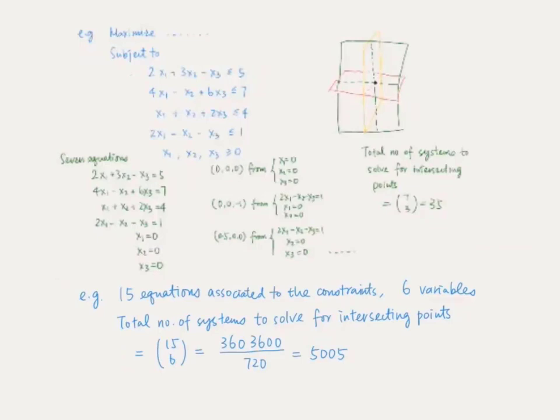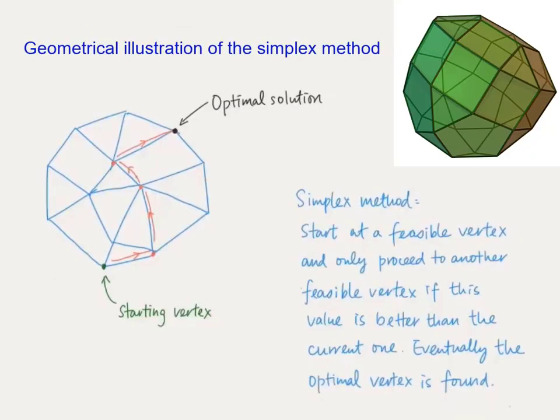We can imagine that if we have a linear programming problem with 15 equations associated to the constraints and 6 variables, then the total number of systems to solve for vertices becomes 15 choose 6, which is 5005. With just a little increase in the number of equations and variables, the work involved becomes huge. Fortunately, the Simplex method is a much more efficient way of solving linear programming problems.